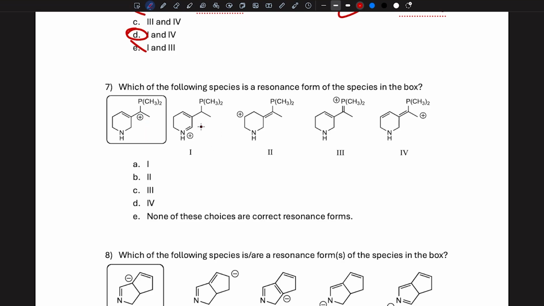Okay. Well, in the first structure, we got rid of that positive charge, but how? Nothing moved toward the positive charge, right? So how did we get rid of that positive charge? And then we somehow formed a lone pair right over here.